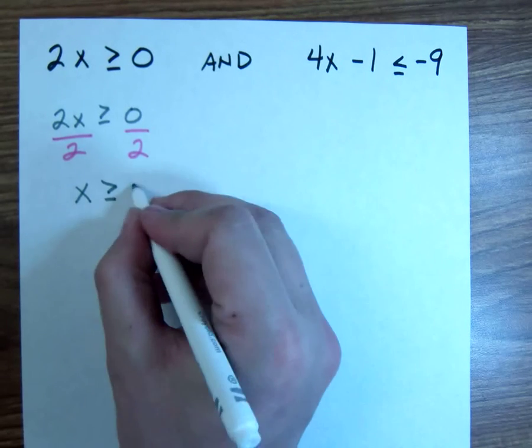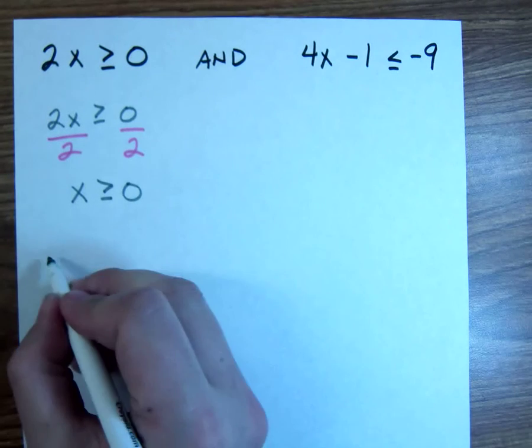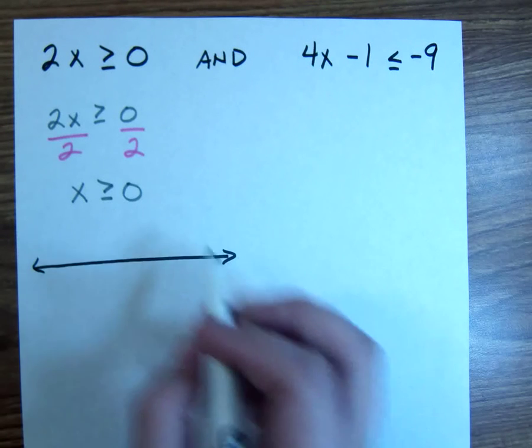All right, here's another one, so let's go ahead and solve these. So 0 divided by 2 is 0. So there we go. Let's draw our number line with 0 in the middle.